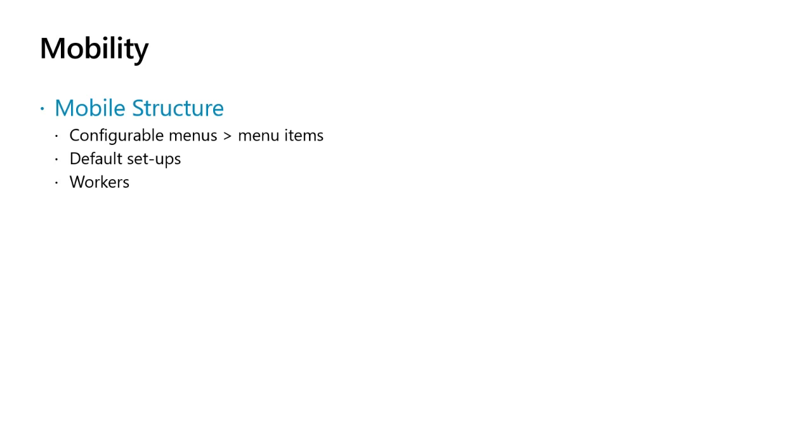The structure is that we have a set of configurable menus and menu items. These are the actual buttons or options on the app that the user will be interacting with. There is then a set of default setups that we need to enable. And then we also need to set up our workers in warehouse management. These are the actual users that are logging in to the mobile app.